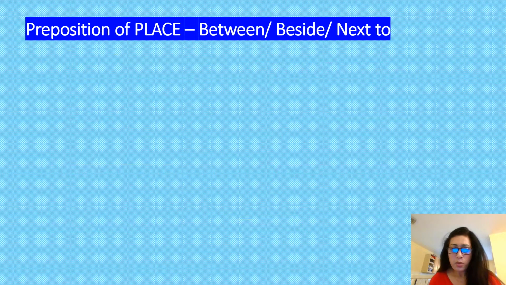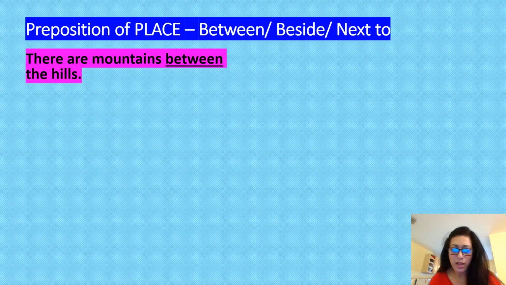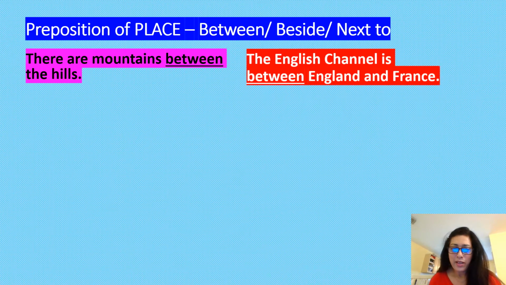All right, so let's move on to the next one, which is between, beside, and next to. Again, students make a little mess when they use these prepositions. So let's start with the between. Between normally refers to something in the middle of two objects or things or places. Like, there are mountains between the hills. The English Channel is between England and France.